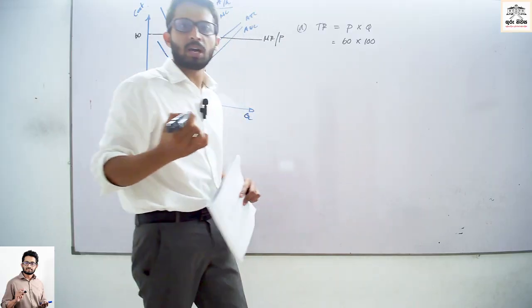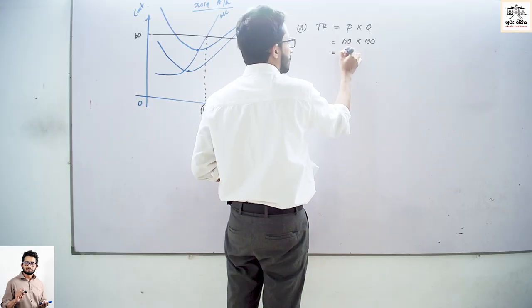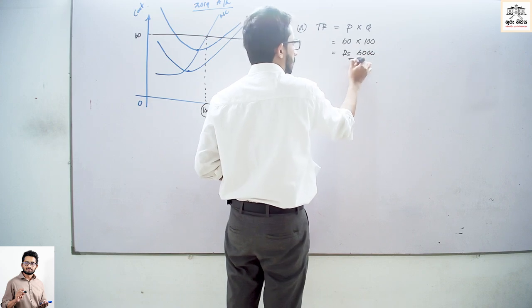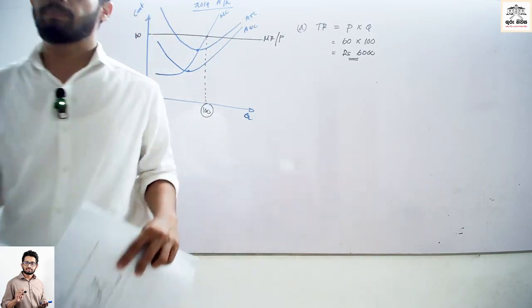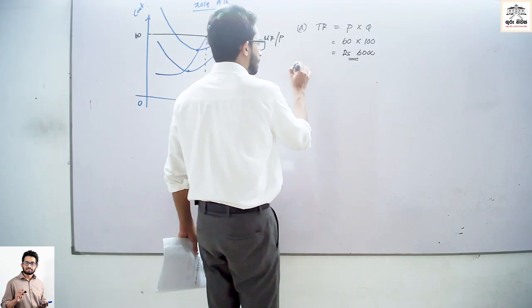The firm is producing 100 units, Lama. Right? Then total revenue should be 6,000 rupees. This is the total revenue of the firm. 2 marks. Right? Second one, the total cost. Part B is total cost.